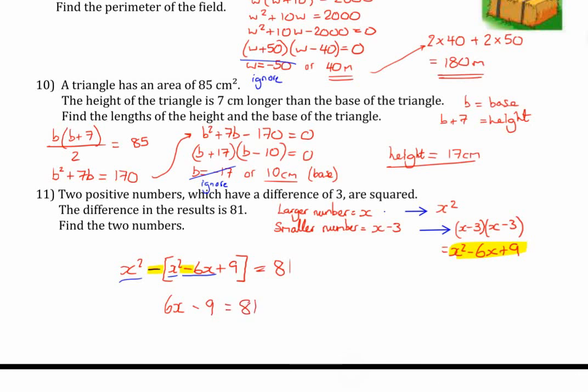That's a simple linear equation to solve. So I'm just going to add 9 to both sides. 6x equals 90. Divide by 6. So x is 15. The other number was x minus 3. So the smaller number was 12. Okay, so my answers are 15 and 12.